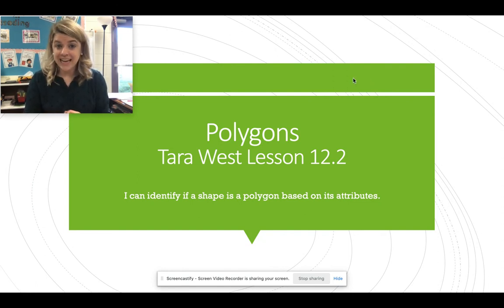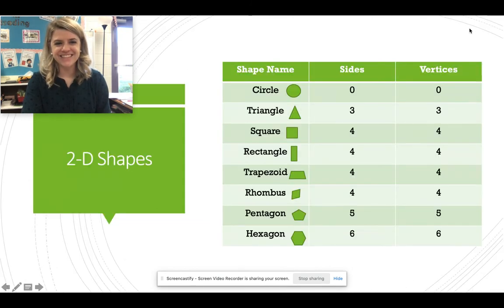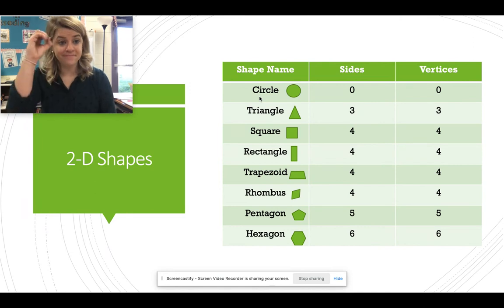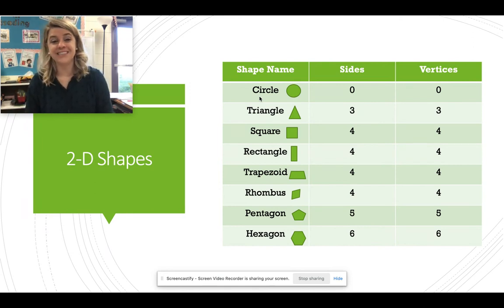So today we're going to be learning about that big word, polygons, and what are they? Okay, so here we go. Let's review from yesterday. What are our two-dimensional shapes? Well, we know that the first one is a circle, right? Let's draw a circle with our finger. Okay, how many sides does a circle have? 0. How many vertices does the circle have? 0. Okay, let's draw a triangle. 1, 2, 3. So a triangle has 3 sides and 3 vertices.